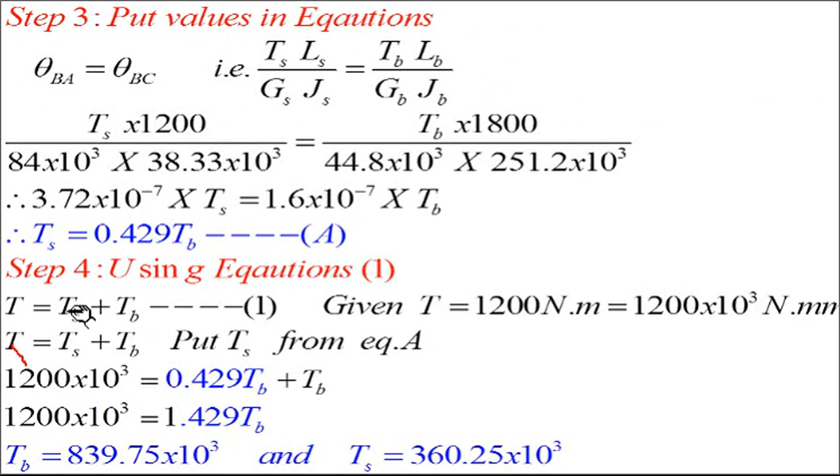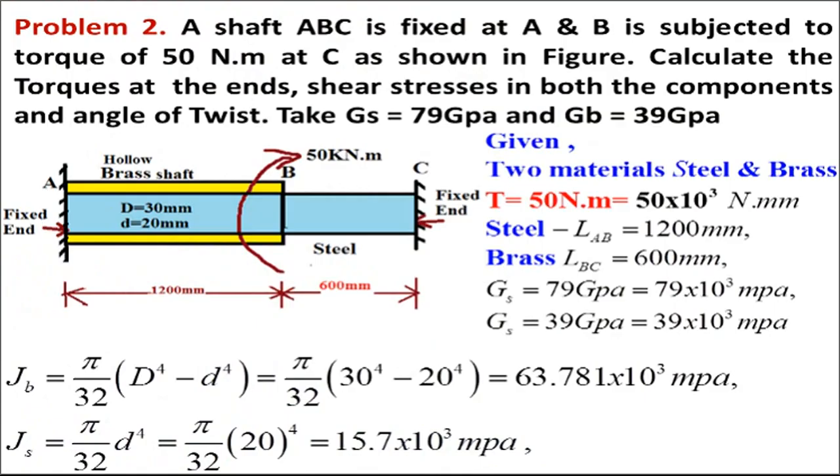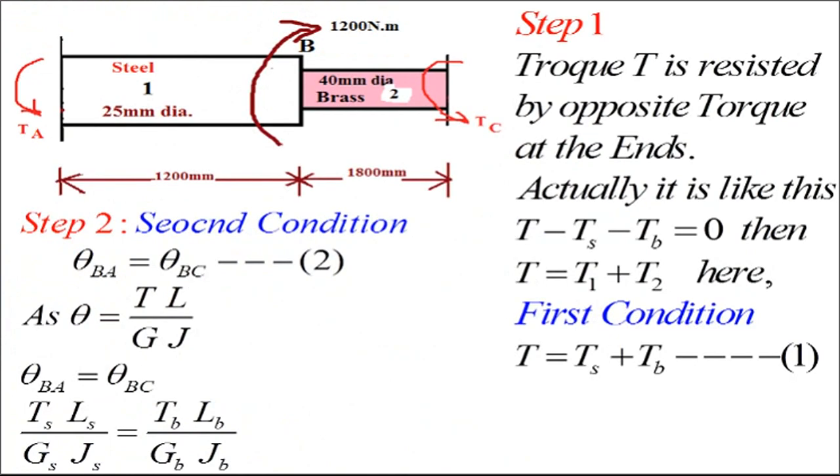Then instead of TS, I will write this term, plus TB as it is. By adding 1 TB plus this 0.429, it will be 1.429 TB, and by solving this you will get the value of TB as 839.75 into 10 to power 3 Newton mm. Similarly, from 1200 if you deduct this, or if TB is known, you put TB here and you will get TS here. In this way you have to calculate the individual torques in the members.